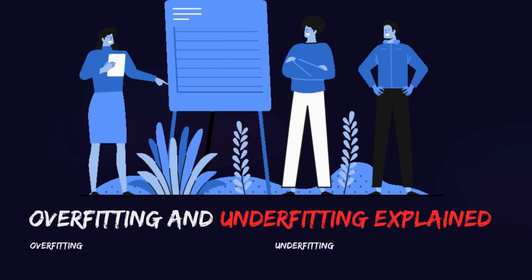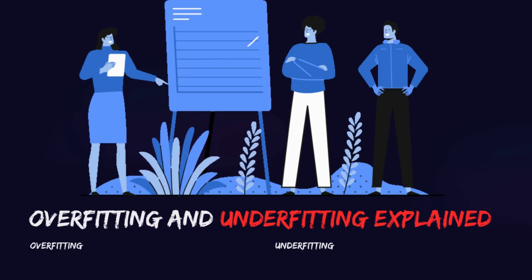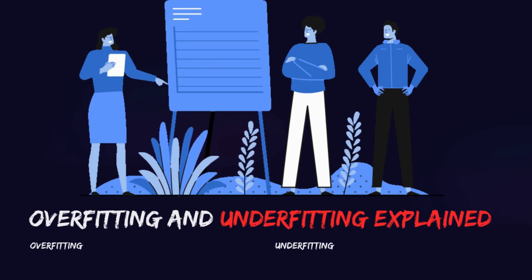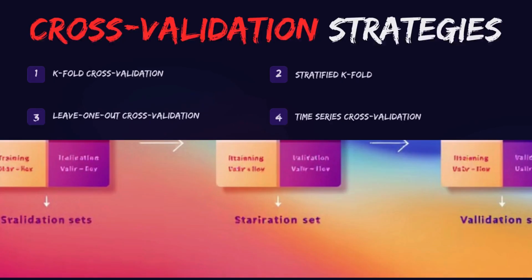Underfitting. Happens when a model is too simple to capture the underlying patterns in the data. Underfitting models perform poorly on both training and test data, indicating that the model hasn't learned the relevant features of the dataset.